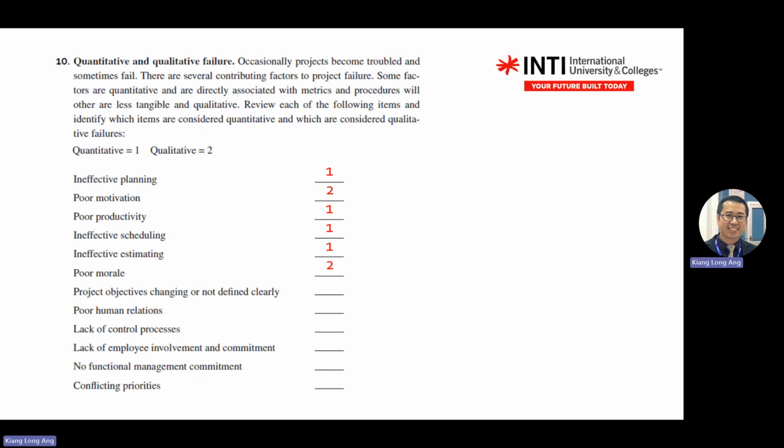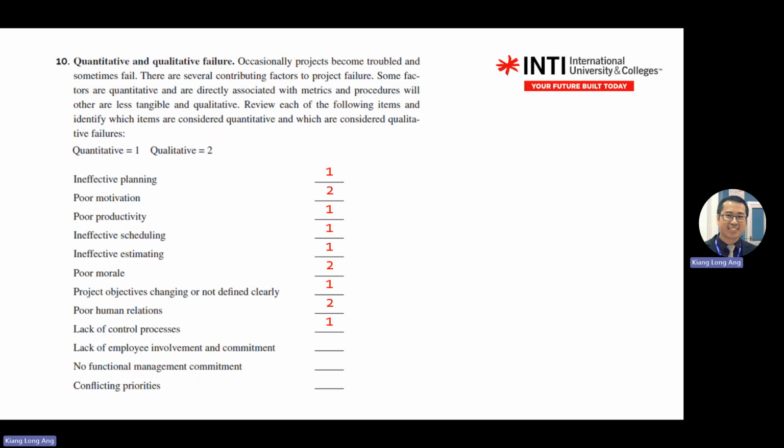Project objective changing or not defined clearly. Project objective is quantitative. So your project objective is a quantitative component. Your objective means you can clearly say what you want to do, what you want to achieve, and so on. Okay. Poor human relationship. I'm friends with you, I don't want to be friends with you. Can you count? Cannot. Friend, no friend. That one cannot. Okay. Lack of control process. Quantitative. Control process means you can identify one. You can program or you can put something.